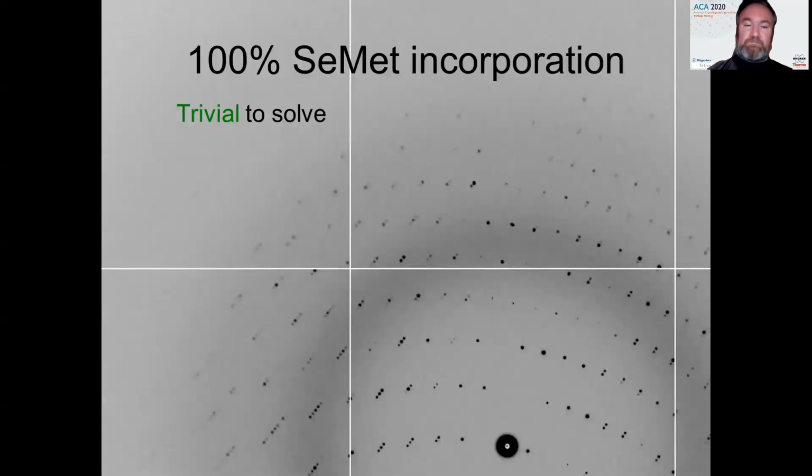Now, simulations have also been useful for debugging software in other ways. This is a simulation of a selenium-methionine data set, which is absolutely trivial to solve. And this one is completely impossible. No one I know has ever been able to solve this without cheating. Can you see the difference? Yeah, don't worry, this screen hasn't frozen.